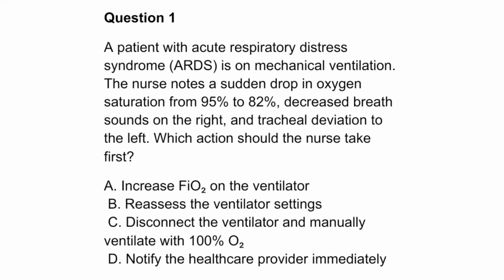Question 1. A patient with acute respiratory distress syndrome, ARDS, is on mechanical ventilation. The nurse notes a sudden drop in oxygen saturation from 95% to 82%, decreased breath sounds on the right, and tracheal deviation to the left. Which action should the nurse take first? A. Increase VO2 on the ventilator. B. Reassess the ventilator settings. C. Disconnect the ventilator and manually ventilate with 100% O2. D. Notify the healthcare provider immediately.